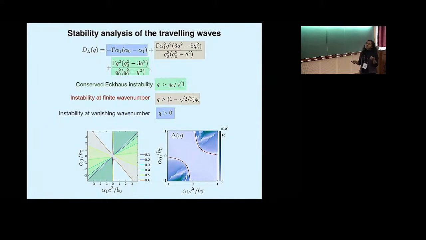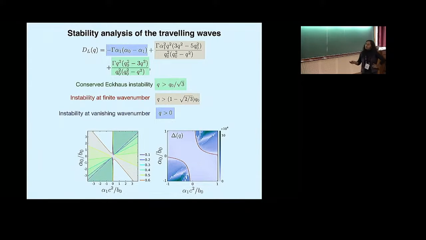There is an instability that occurs at finite wave number beyond a threshold value of the wave number of the traveling wave, which can happen even when alpha 0 is 0, only with alpha 1. But the most interesting one, and the one which probably leads to the destruction of the traveling wave fastest, is the one which has contributions from both alpha 0 and alpha 1, and which is independent of the wavelength of the traveling wave around which we are doing the stability analysis, and that is this term. And you see that this is negative when alpha 0 and alpha 1 are similar in magnitude and similar in size as well.